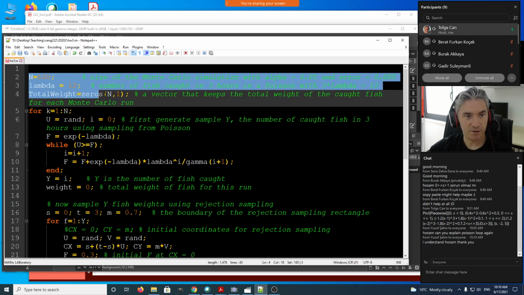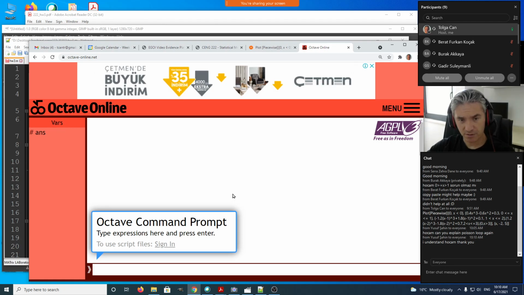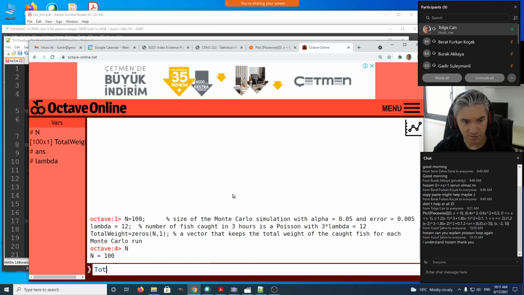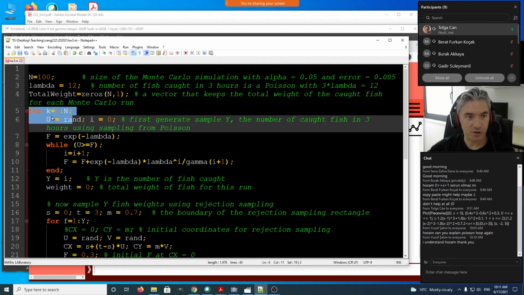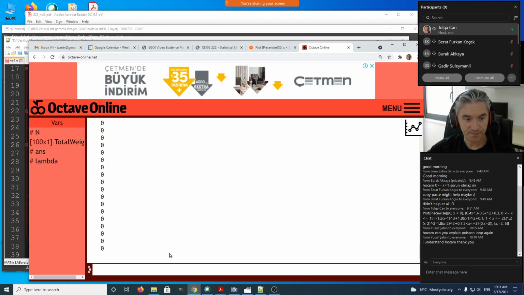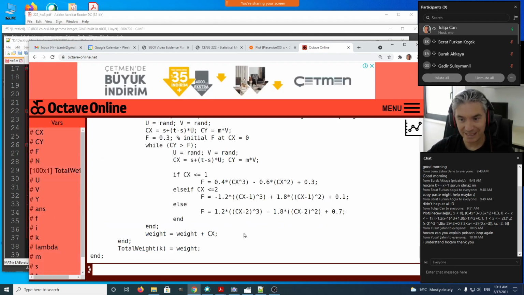And yeah, let's try to run this on our Octave Online. We don't need any statistics package because all we have is just some mathematical functions. So let me run it like this. What is n? n is 100. If you look at total weight, it's an array of 100 zeros right now. Now I'm going to copy and paste this for loop, which is going to run for 100 iterations. When you hit run, luckily it finishes in less than 5 seconds.